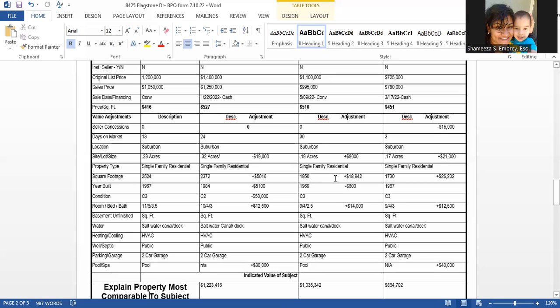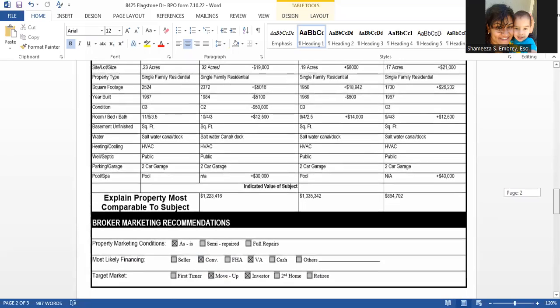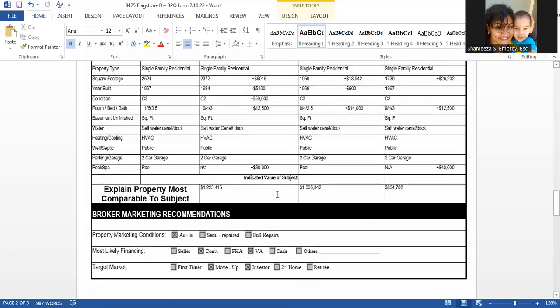It's a much older property, so I gave it 18 grand. It's actually a little newer, so I took 600 off. And then it doesn't have the bedroom bathroom count, so I gave it 14, and that brought me to 1,035,000. And then on this one, sold at 780. So I really needed to give it some love to bring the value up, but it still only brought me to 864.